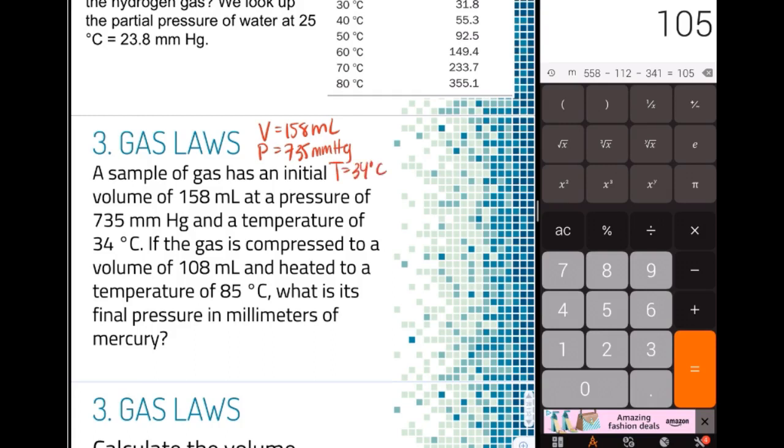Now do not let your temperature stay like that. Immediately turn it to Kelvin. So turning temperature to Kelvin, we add 273. And so I like to leave it just like this in my calculator, but you can add it up if you want to. If you did, it would be 34 plus 273, which is 307 Kelvin.